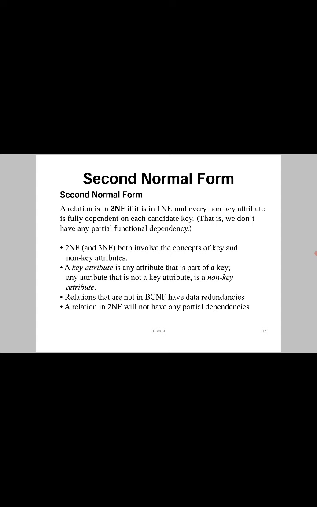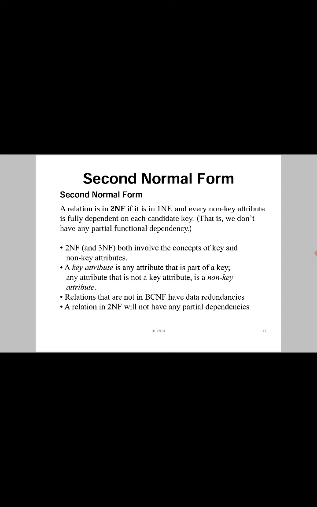A relation in second normal form, or 2NF, will not have any partial dependencies. There should not be any partial dependencies, then only it is said to be in second normal form.